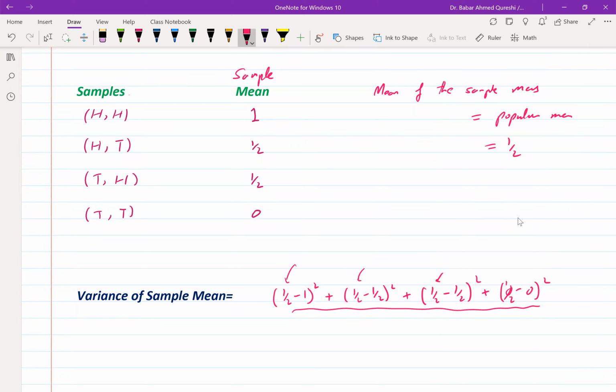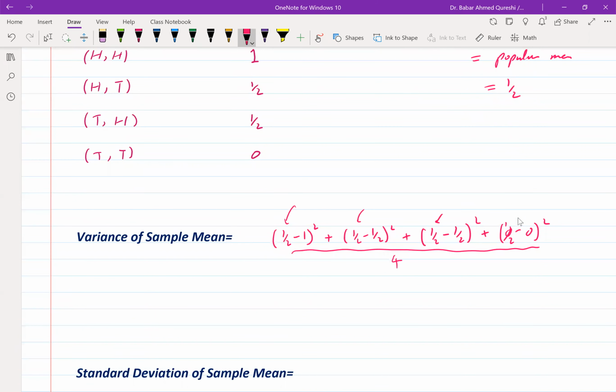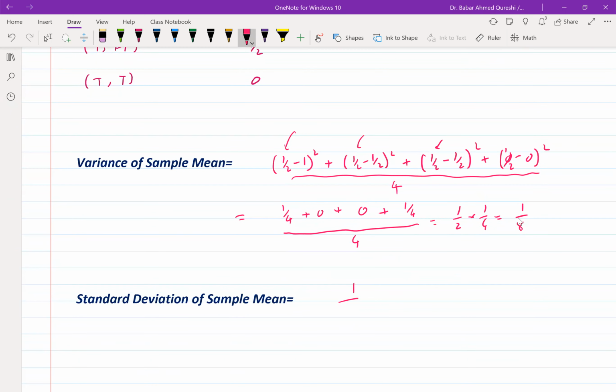And you divide by all the values which you have. So you have 1 by 4 plus 0 plus 0 plus 1 by 4 divided by 4. So half times 1 by 4, you get 1 by 8. And standard deviation is the square root, which is this, which turns out to be about 0.35.